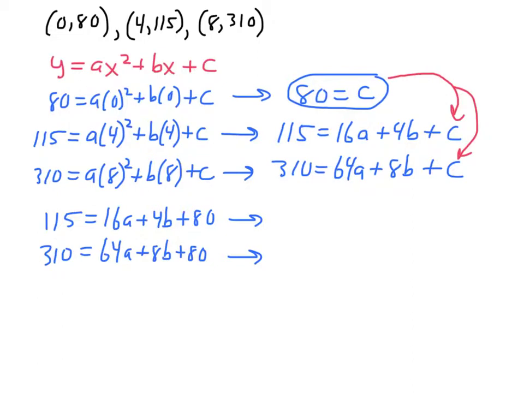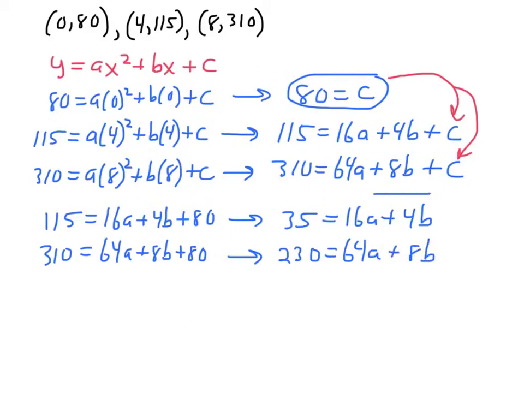So if we subtract 80 from both sides in this first one, we're going to get 35 equals 16a plus 4b. And in the second one, if we subtract 80 from both sides, we get 230 equals 64a plus 8b. Okay, now we have right here a two-dimensional system of equations. There's two variables and two equations.